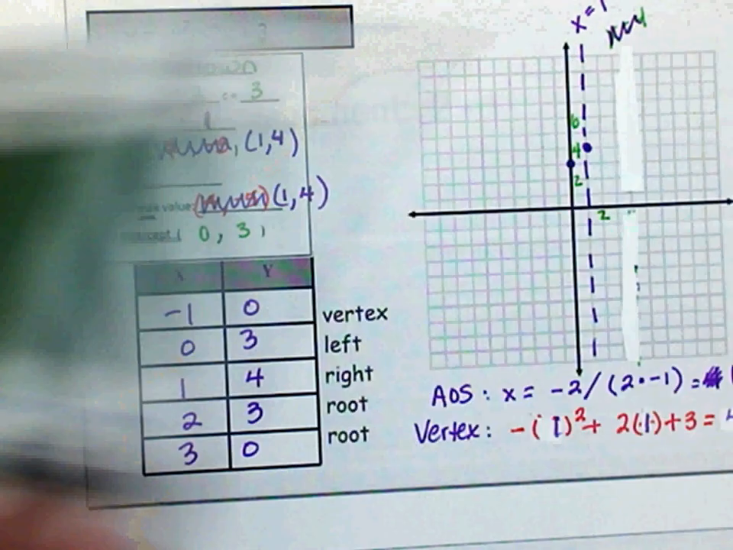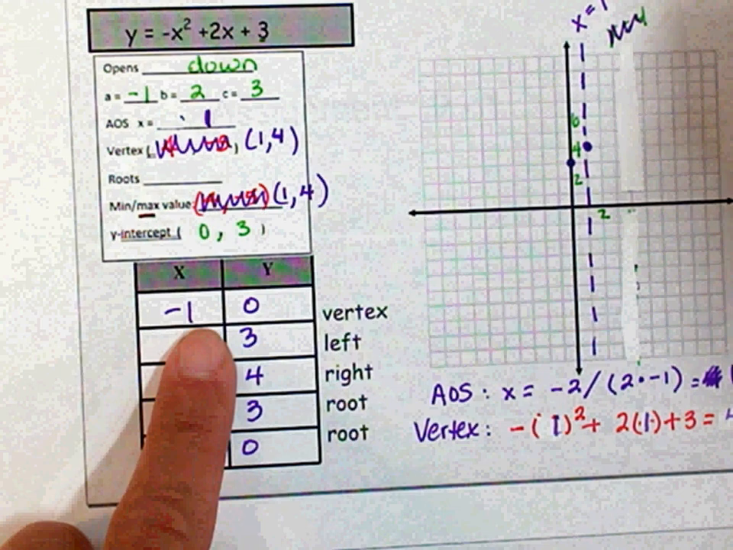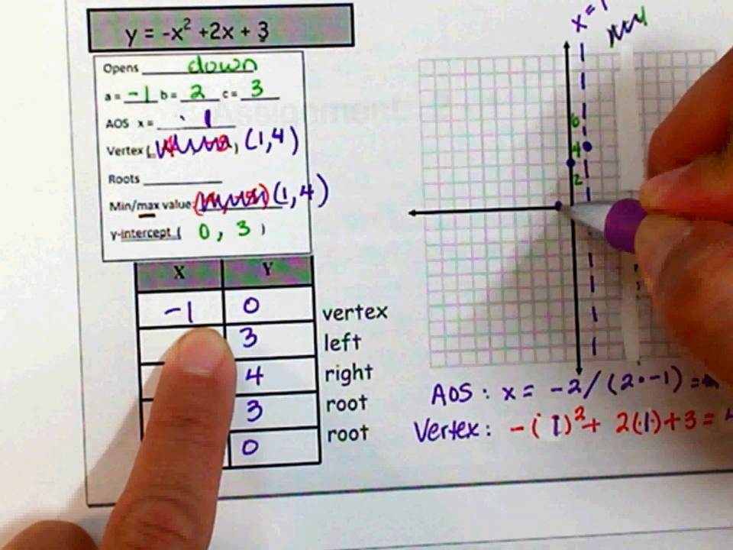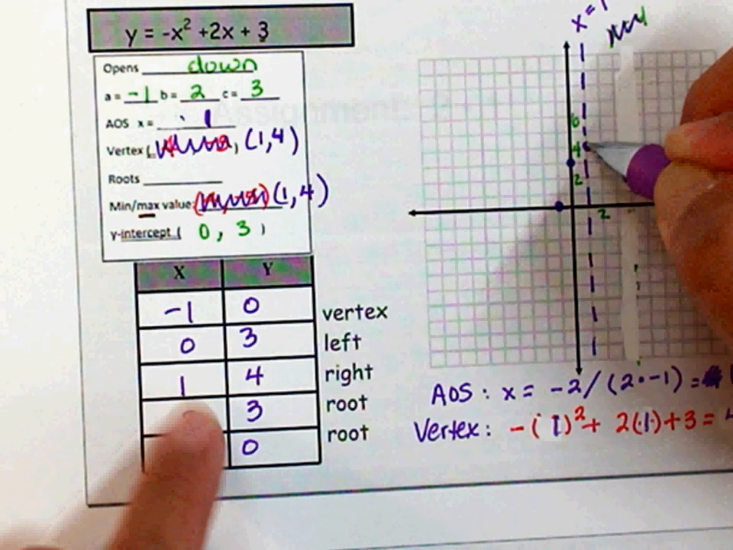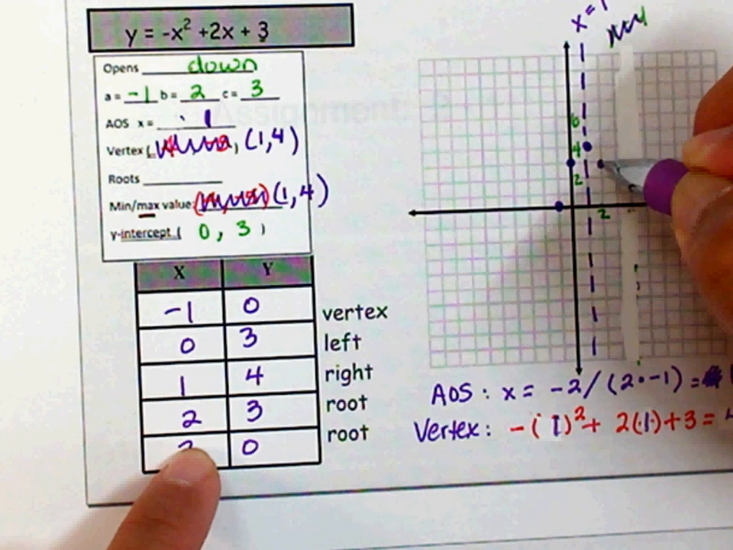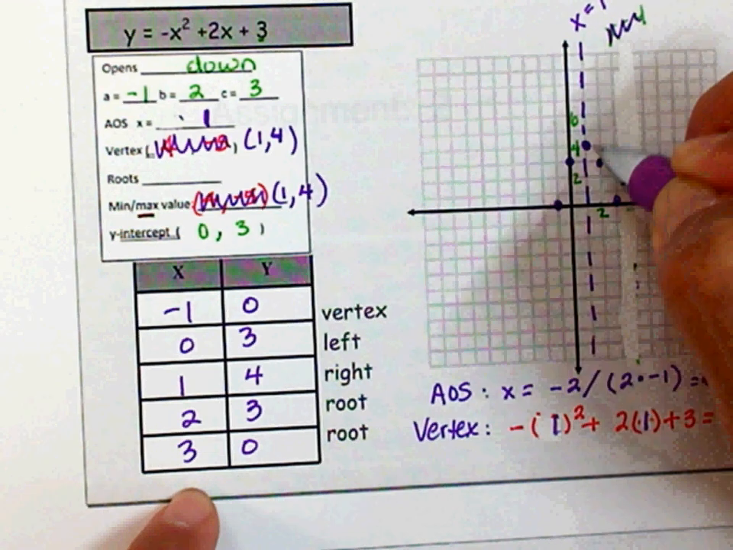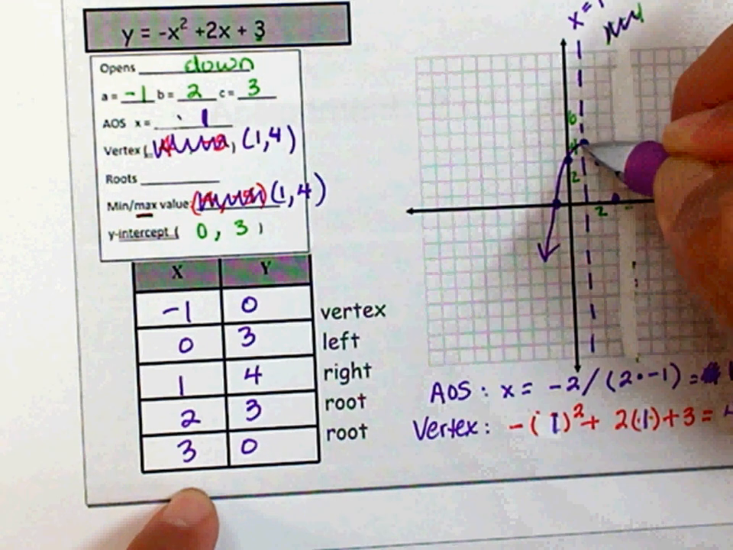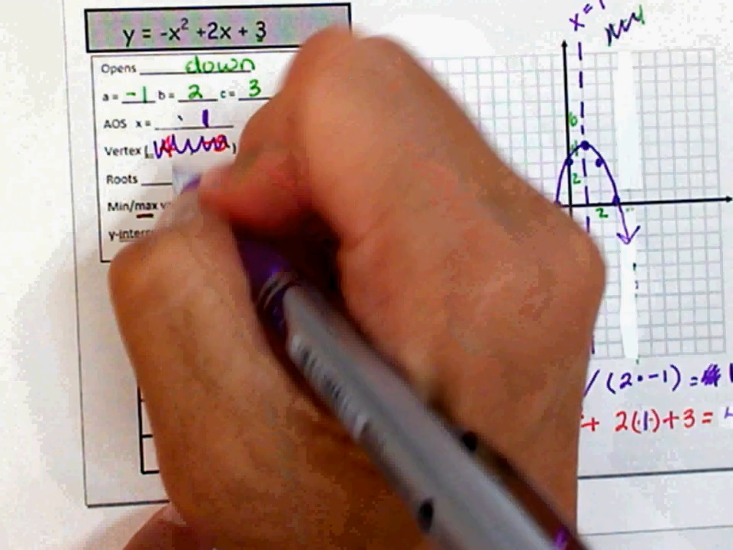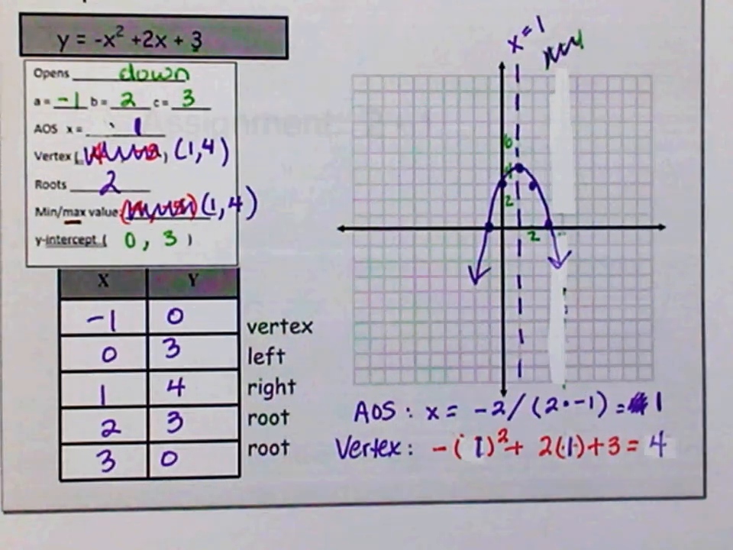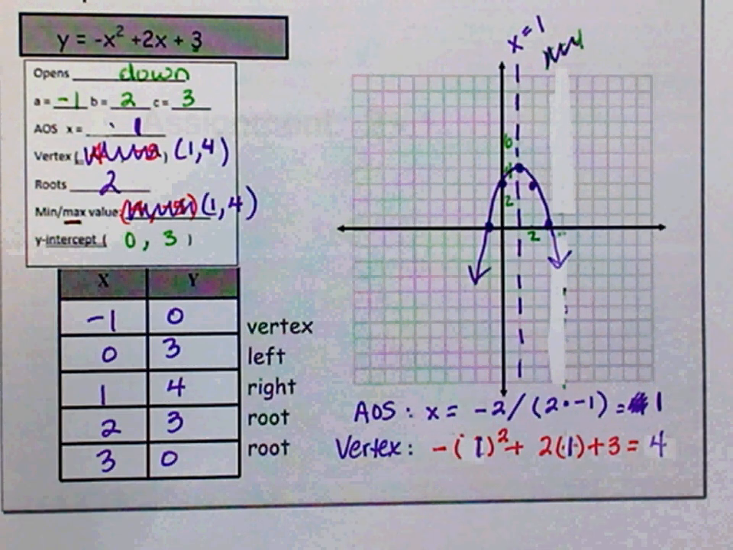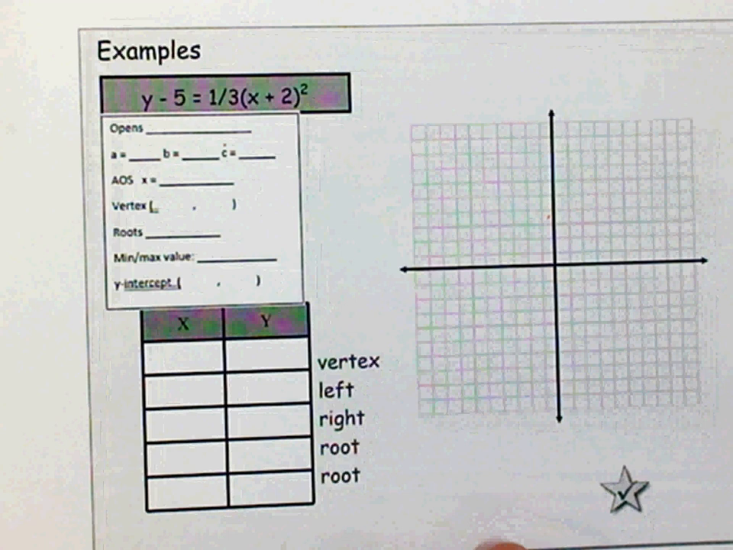All right, let's go ahead and graph. Here we go. -1, 0, 0, 3, 1, 4, 2, 3, 3, 0. So how many times did it cross the x-axis? 2. There we go. One number changes everything, doesn't it? All right. Let's go to the next example. Okay, here we go.